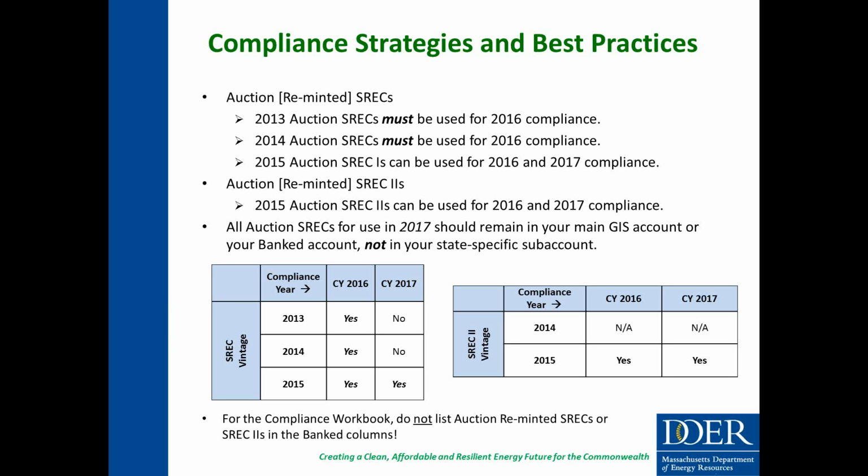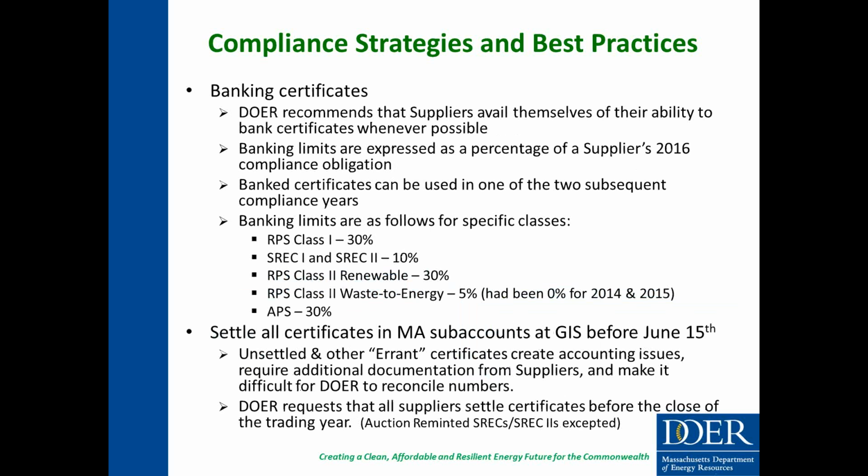And then for the compliance workbook, don't list auction certificates, either the SREC 1 or the SREC 2 auction certificates, in the banked columns, because those are not technically your bank certificates. They're a different class. The bank certificates are the ones that were on those emails in late April. If this is your first year filing, of course, you don't have anything banked from before.